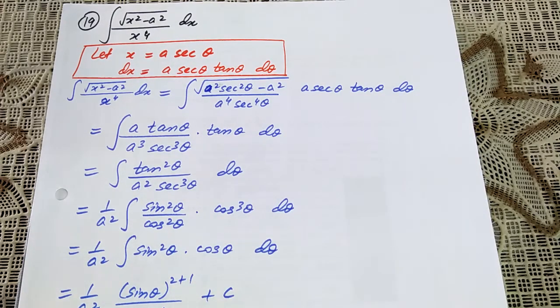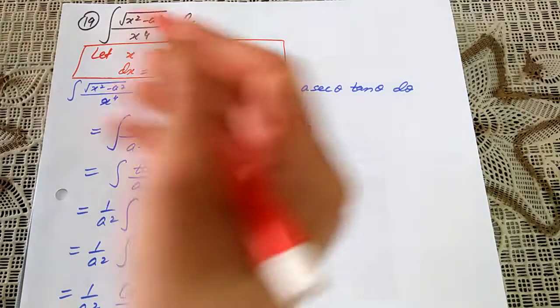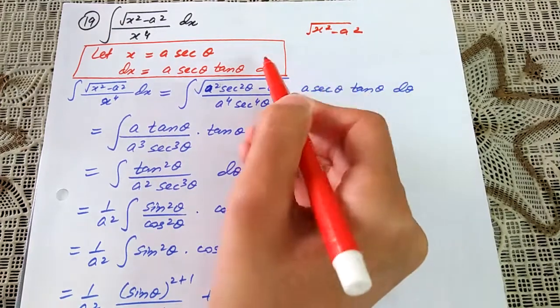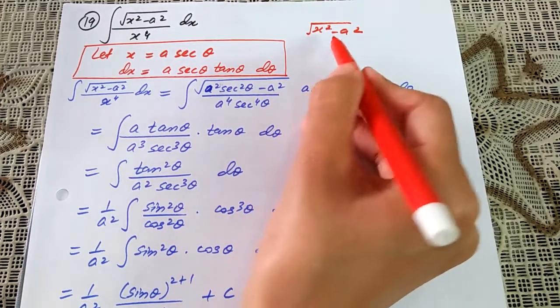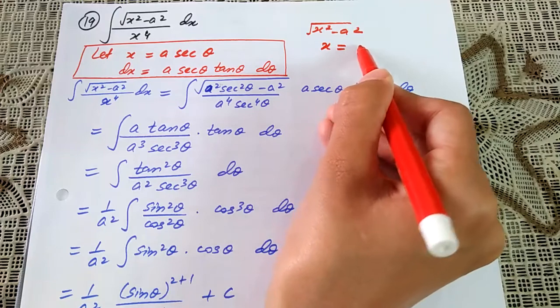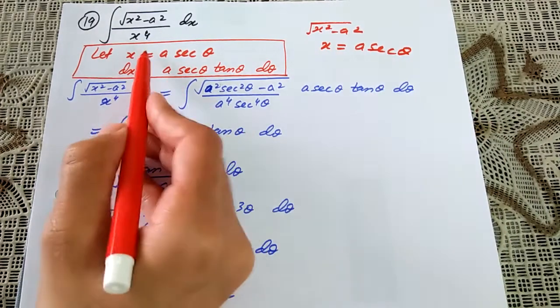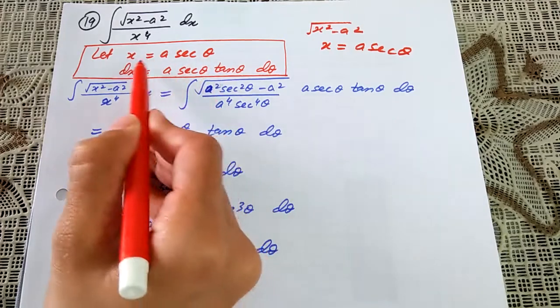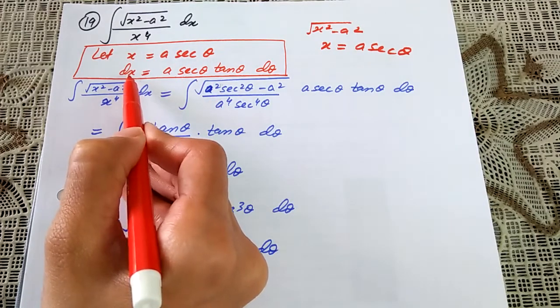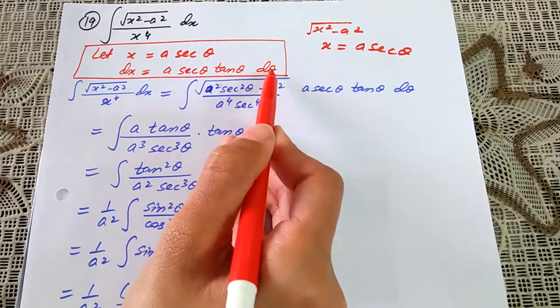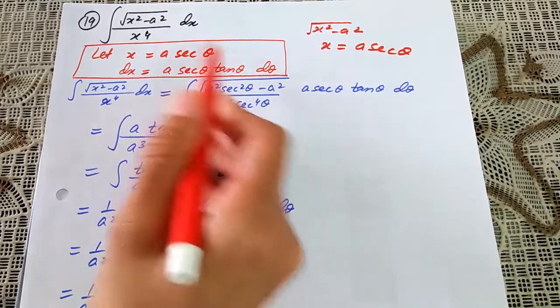Now question number 19. I told you earlier, whenever you have this kind of function x square minus a square and you have to integrate it, then always let the substitution x equal to a secant of theta. So now let x equal a secant of theta. Take the derivative, x will give us dx, and a is a constant, secant theta will give us secant theta tangent of theta d theta. Replace the values.